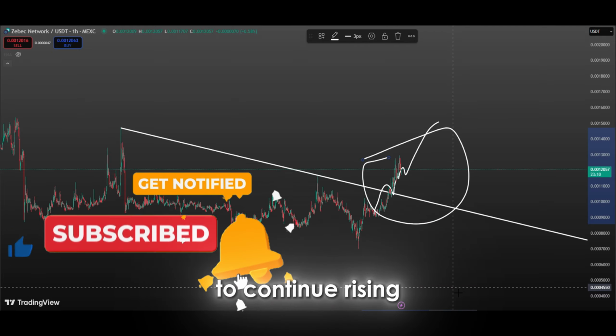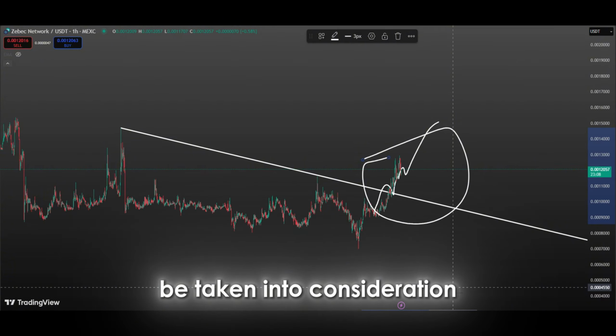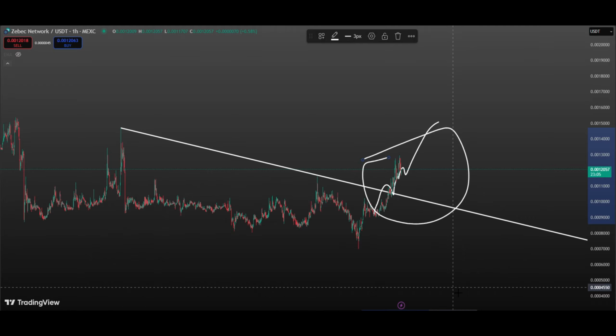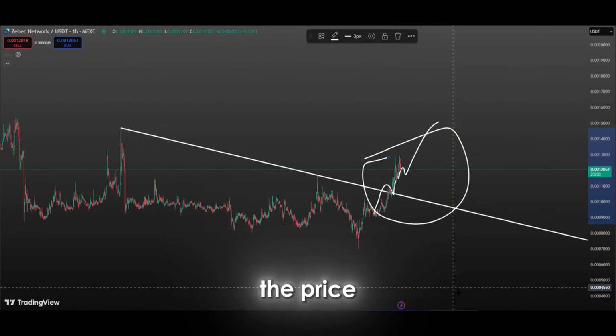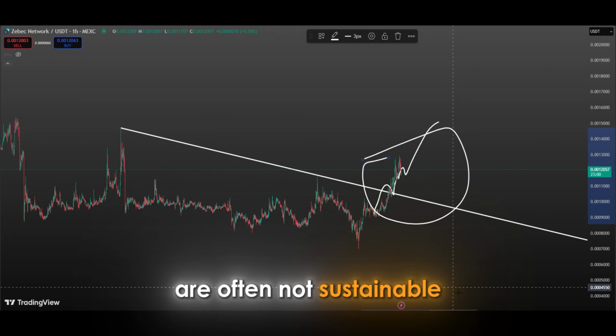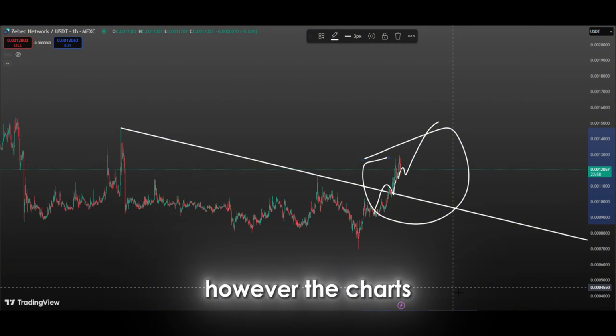However, for the price to continue rising after this breakout, a few more important factors should be taken into consideration. First of all, trading volume needs to increase. For a solid and lasting trend reversal, it is critical that not only the price, but also the volume supports the move. Breaks that occur without an increase in volume are often not sustainable, and the price may return to its old trend. However, the charts are currently showing a significant increase in volumes, indicating that the uptrend is on a healthier footing.